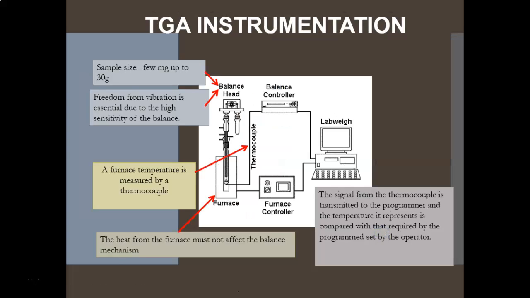Sample size is a few milligrams up to 30 grams. Freedom from vibration is essential due to the high sensitivity of the balance, otherwise it will affect the result. The furnace temperature is measured by a thermocouple, and the heat from the furnace must not affect the balance mechanism. The signal from the thermocouple is transmitted to the programmer, and the temperature is compared with the temperature required by the program set by the operator.